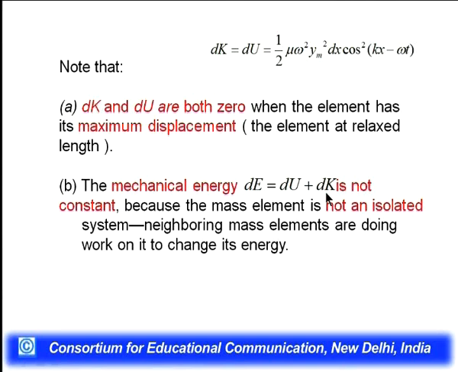The mechanical energy dE, which is equal to dU plus dK, kinetic energy plus potential energy, is not constant because the mass element is not an isolated system. The neighboring mass elements are doing work on it to change its energy. So this value will never become 0. Both are 0 here, but we see that the mechanical energy is not a constant value.